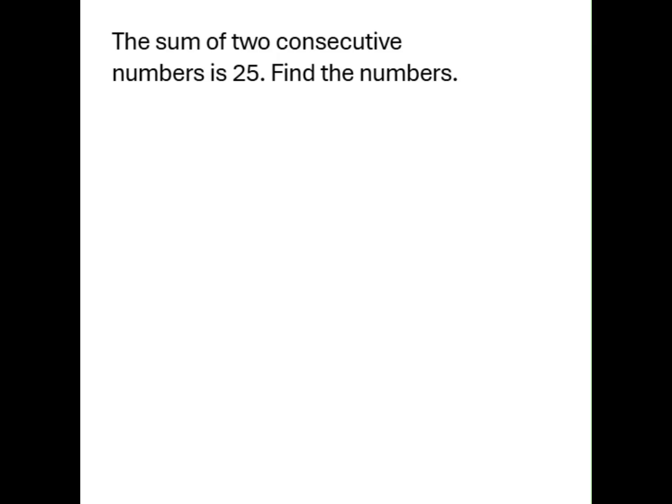Now here we have to first form the equation for the given statement and then solve it. So what is the statement? The sum of two consecutive numbers is 25. Then find the numbers. We don't know the numbers, so the first number we will put as x and the other number will be x plus 1. So these will be the two consecutive numbers.